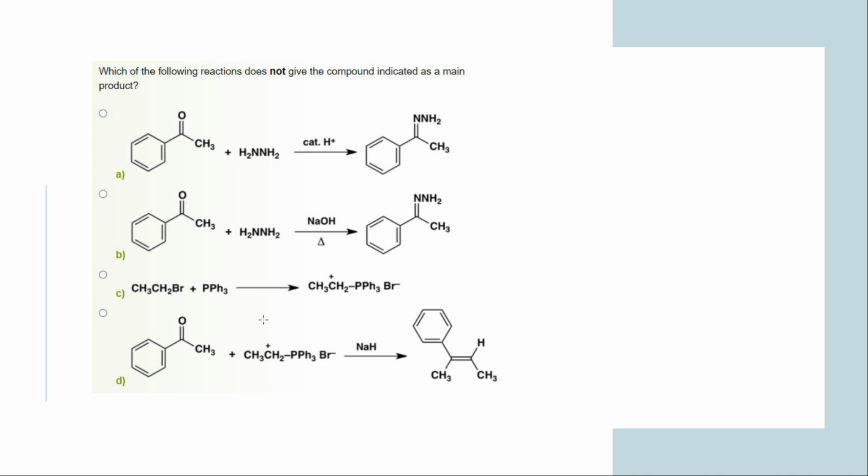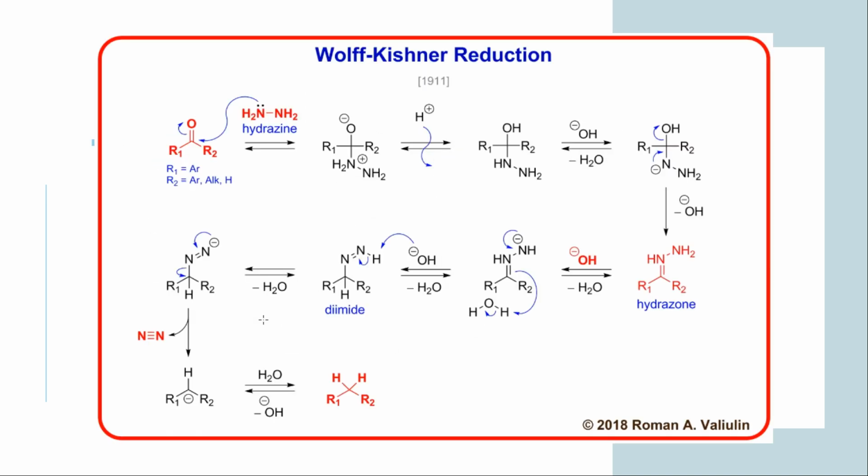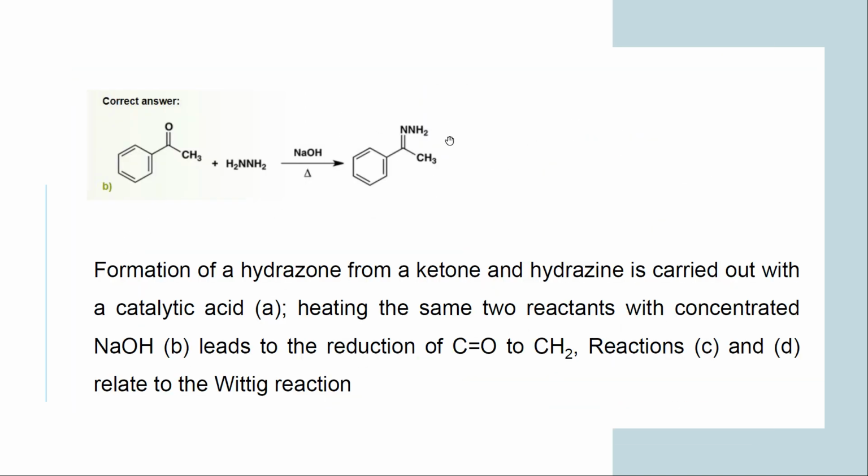So now you already know that option B will be the correct answer, that option B is not showing the correct product forming in the reaction. It should be a reduced product of this ketone. Okay, here you should simply get CH2 and then CH3 by Wolff-Kishner reduction. So I hope this was clear, and let us move to the next question.